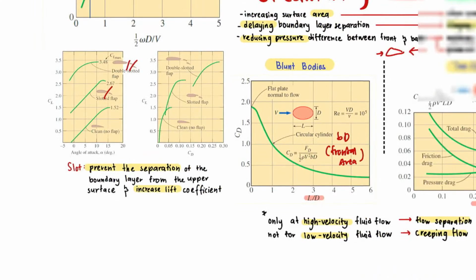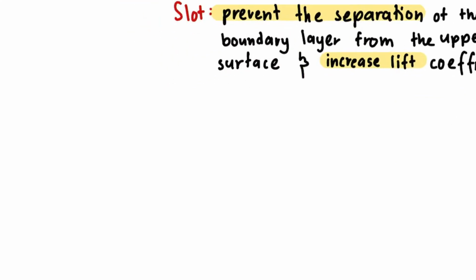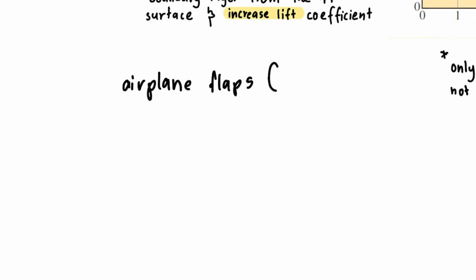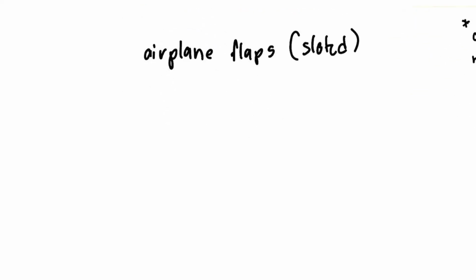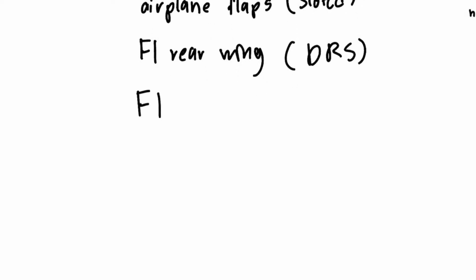Okay. So that is a lot of applications that you guys need to look into, because I don't know what will come in tomorrow. Usually airplane flaps are slotted. Next is the F1 rear wing, which is called the drag reduction system. You guys should also see the F1 front wing.